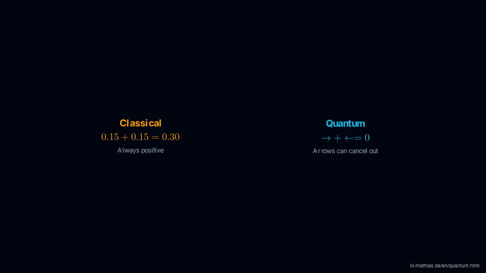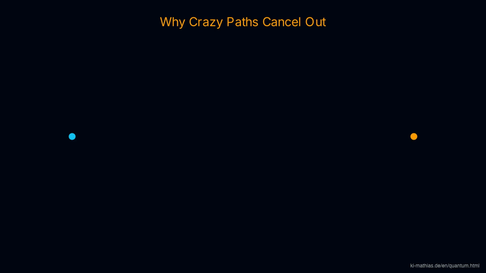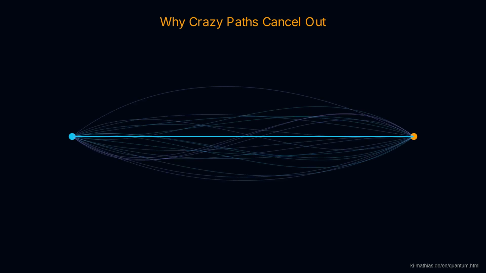In quantum mechanics, you calculate with arrows. And arrows pointing in opposite directions add up to zero. Same bookkeeping, different currency. Now the thought that blows everything wide open. Take away the barrier, no slits, free flight from A to B. How many paths are there? Infinitely many. The straight path, a curve to the left, the path that flies to the moon and comes back.